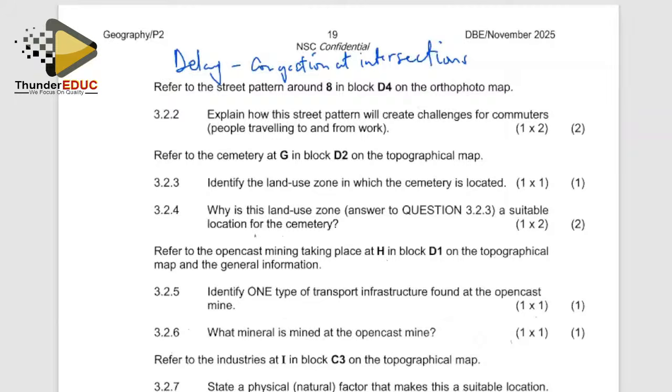Identify the land use zone in which the cemetery is located. For one obvious reason, the cemetery will be located in the rural-urban fringe. That is where we find cemeteries. Why is this land use zone suitable for a cemetery? For the reason that land is cheap. And also, there is large space.